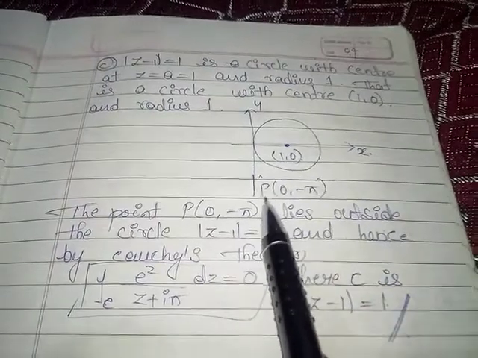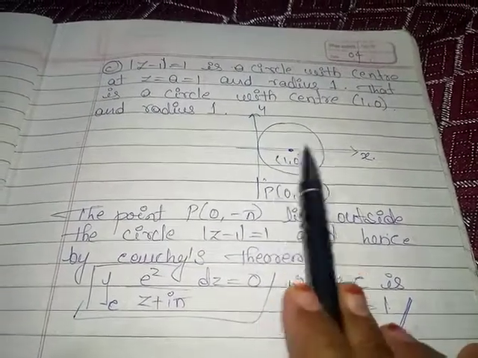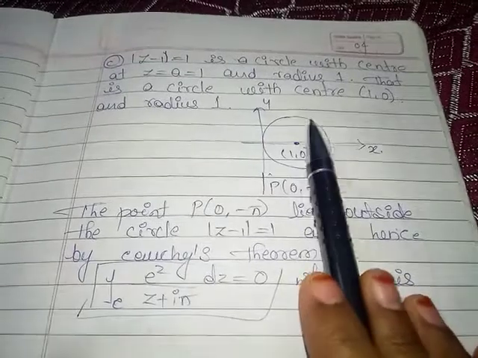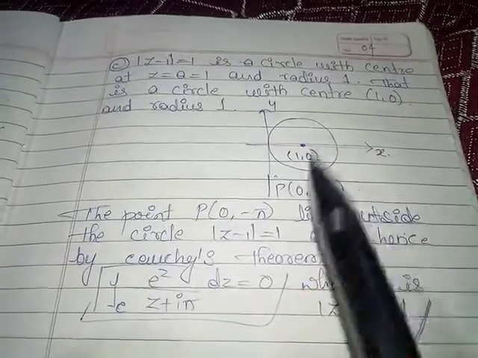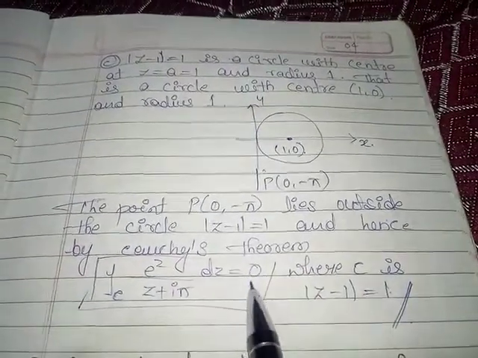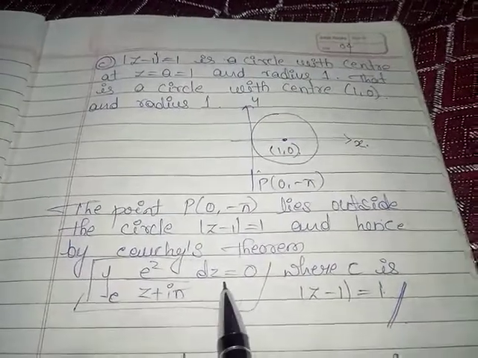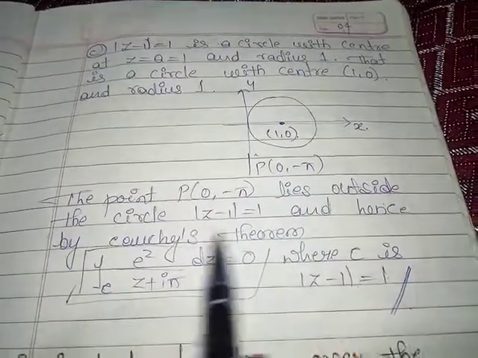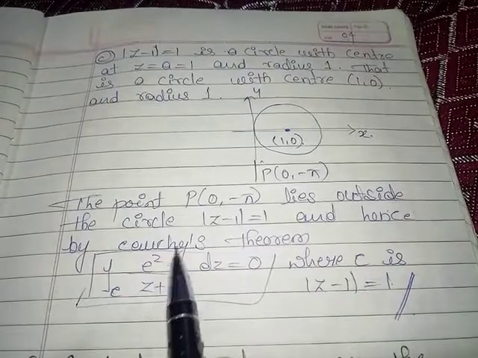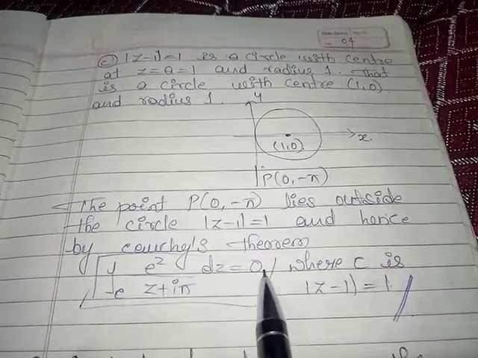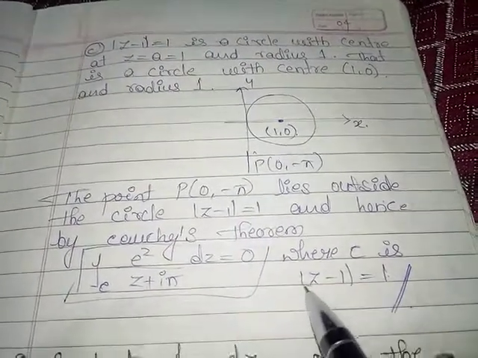Our point is P(0, minus pi), which lies outside this circle, which means that the value of the given integral is 0 from the Cauchy theorem. Hence by the Cauchy theorem, the integration over c of e raised to z divided by z plus i pi dz is equal to 0, where c is mod z minus 1 is equal to 1.